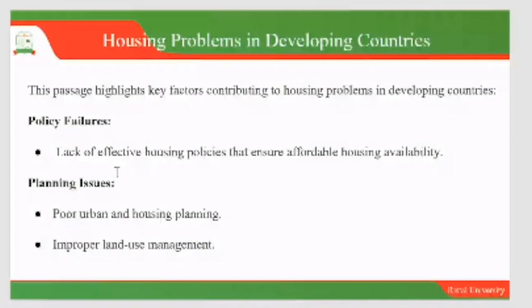Then we also have planning issues. We have very poor urban and housing planning. We have improper land use management. So the majority of our urban planners do not understand the topography, but also other details of what they are supposed to engage in order to have a better planning.